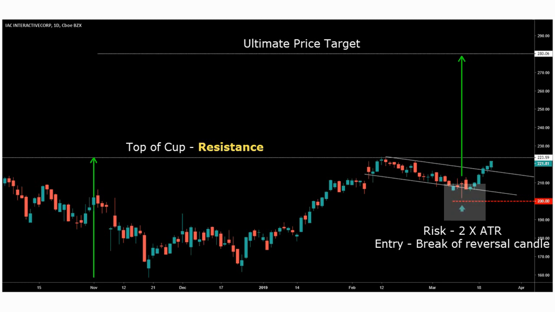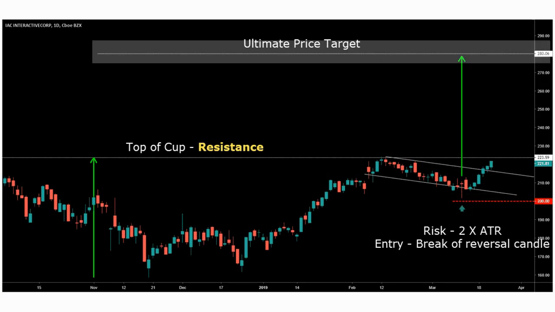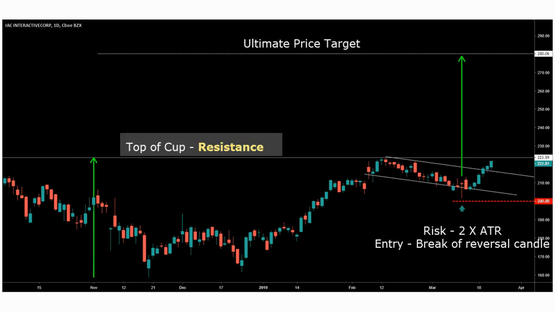So in this example, the entry is at the break of the high of the candle that tested the lows and was rejected. Our stop location is going to be 2 times the ATR, and we're going to round that to $10. Our ultimate price target is the depth of the cup projected from entry, which would be an increase of $66 per share for a 5-to-1 reward to risk ratio. We have an issue just above our entry called potential resistance. So this pattern is going to fail.